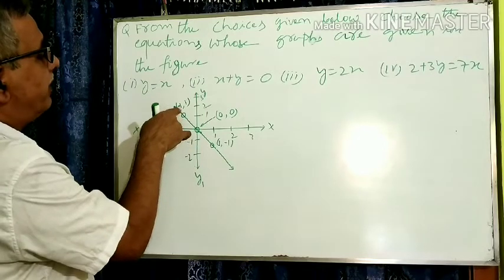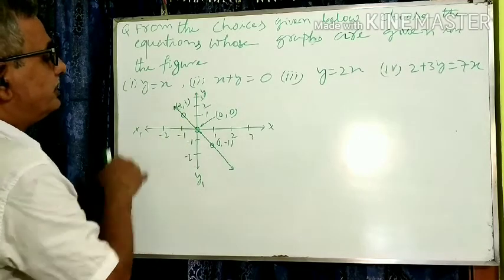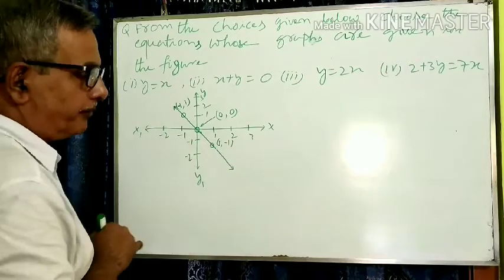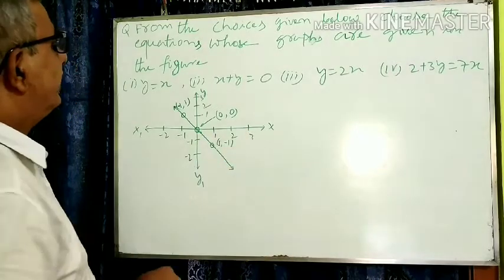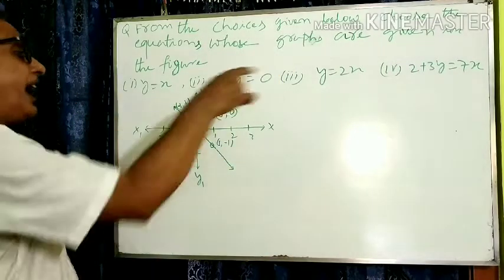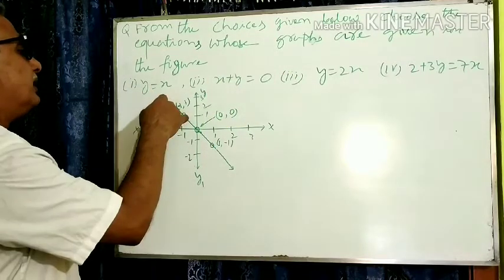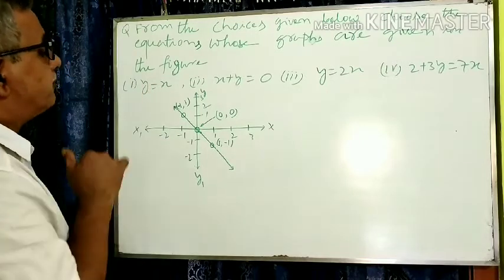One is -1, 1. Another is 0, 0, the origin. And one more point is 1, -1. Now you think like that. Which equation will be the equation of this line? That you have to decide.